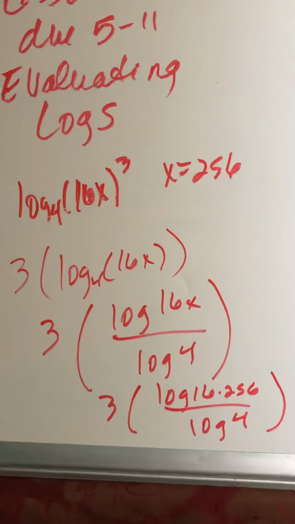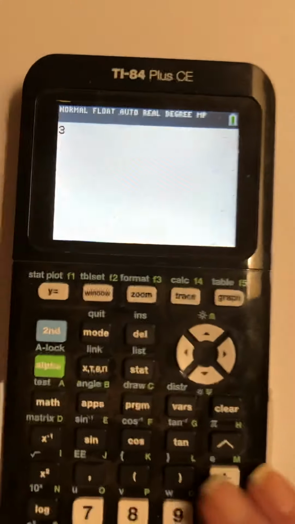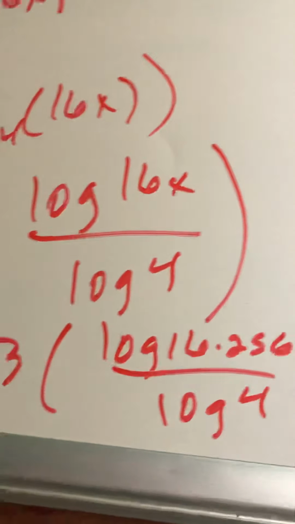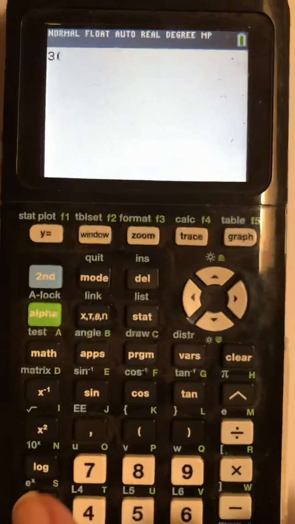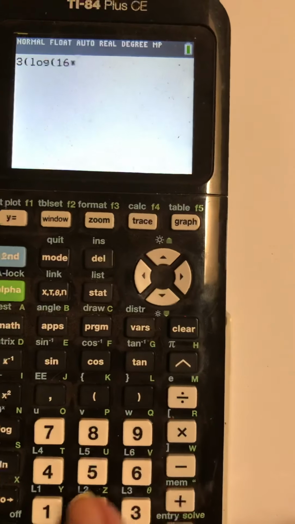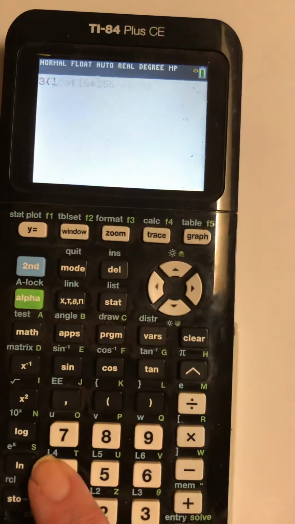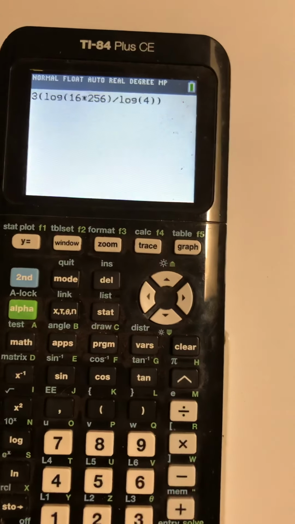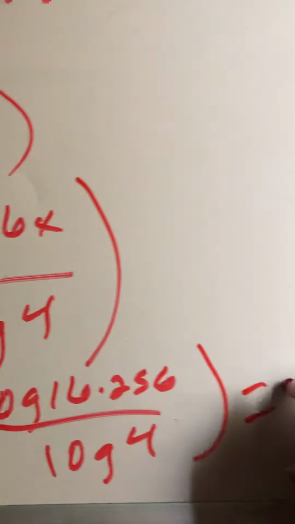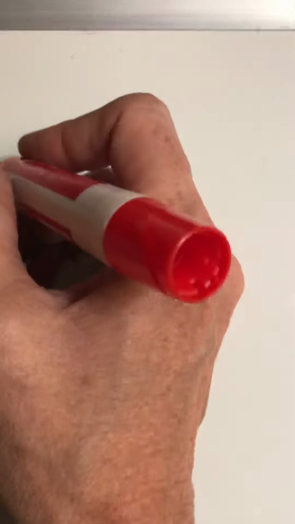And then you're going to type that in your calculator. So you're going to put 3, and then you're going to start parentheses because the 3 has to go to everything in there. So 3 log of 16 times 256, close parentheses, and then divide that by log 4, and then close parentheses, and then your answer is 18. Equals 18. Okay.